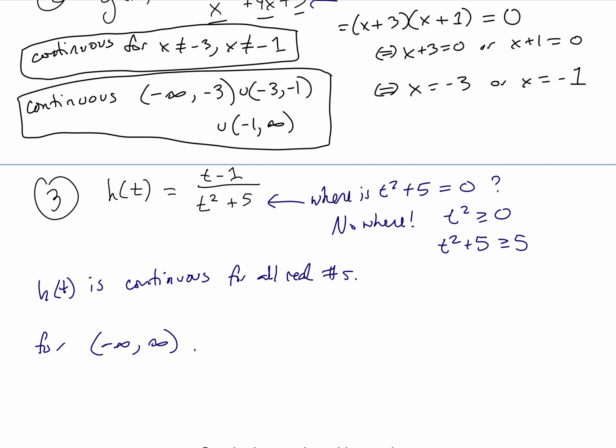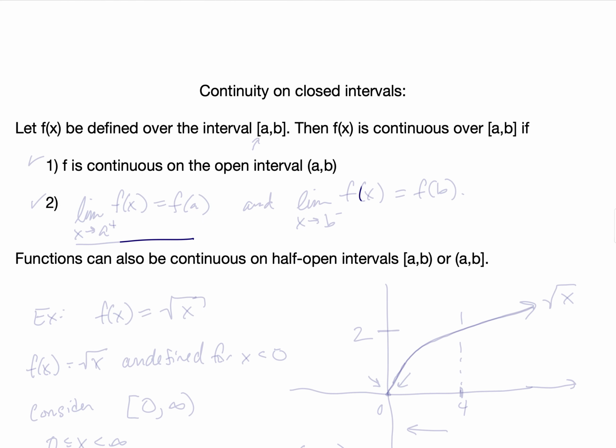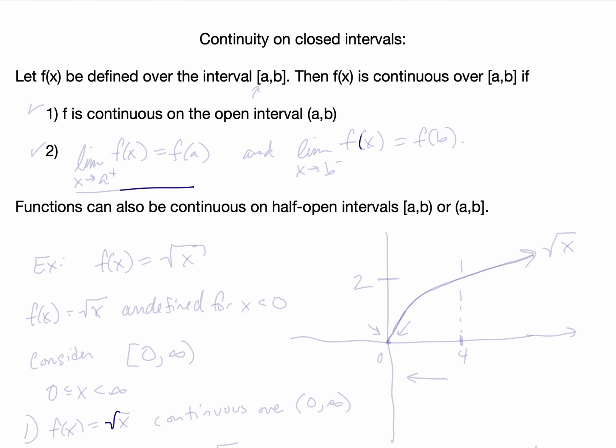Now let's talk about continuity on closed intervals. So let f of x be defined over the closed interval from a to b. Then f of x is continuous over that closed interval if two things are true. First of all, f of x must be continuous on the open part of the interval from a to b, and secondly, the limit as x approaches a from the right of f of x must be equal to f of a, and the limit as x approaches b from the left of f of x must be equal to f of b.